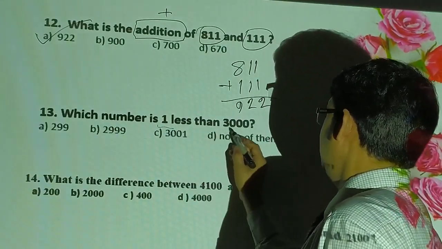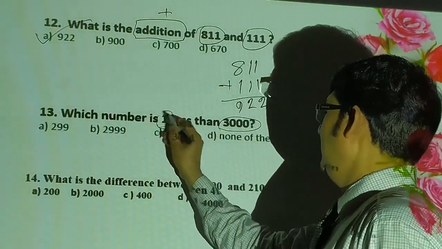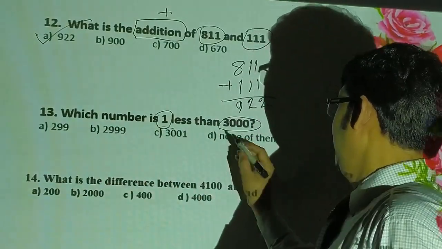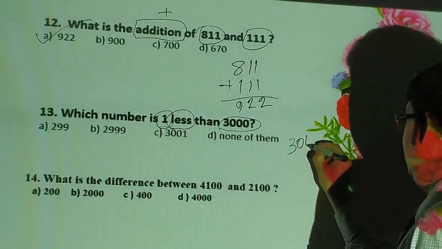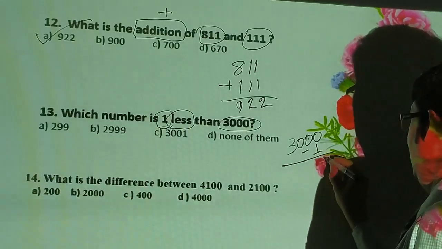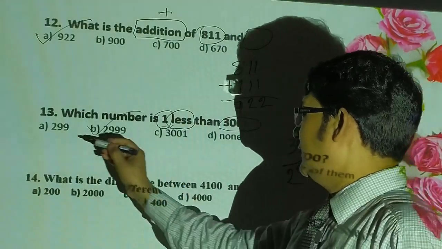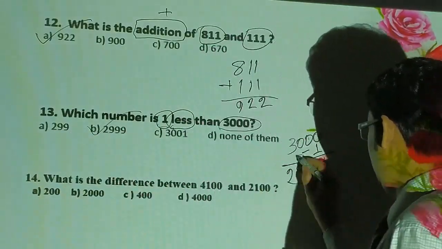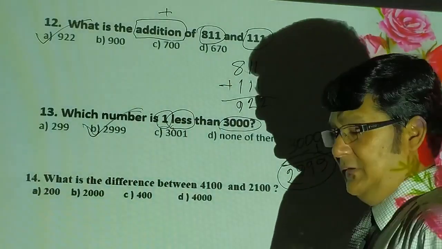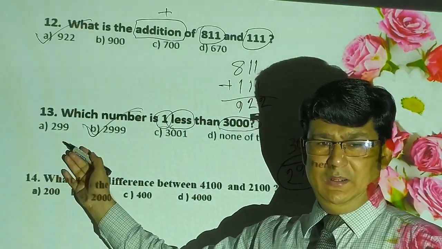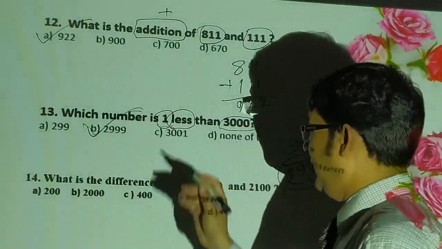Which number is 1 less than 3000? Given 4 options, at first you will read the question properly. Less means reduce, minus. So 3000, you write minus 1. So this is 9, carry 1, 9, carry 1, 9 and 2. So our answer is 2999. At first read the question properly and check the answers. One digit will be reduced, one digit will be extra. So at first you say this answer and then you write your answer.